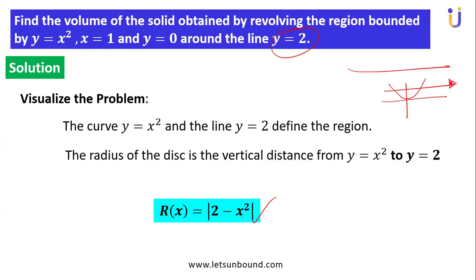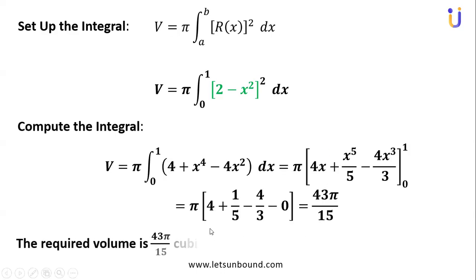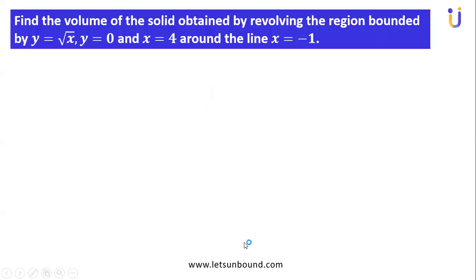Now you just set up the integral. Here we go. This is the formula, and plug in those values: 0 to 1, 2 minus x square, the whole square. This whole square is from the formula. Compute it and evaluate it. Basic power rule. You get 43 pi by 15 cubic units. That's simple. Now, quickly, the next example.